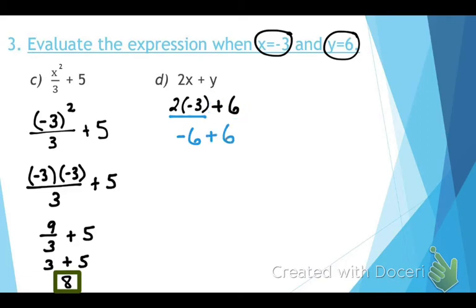Now what you have to do is really focus on, am I adding and subtracting or am I multiplying and dividing now? What am I doing? I am adding and subtracting. Listen, there is nothing here that has parentheses to tell me, hey, you're having to multiply it. No, I have negative 6 plus 6. A number and its opposite always equals 0. So the correct answer here is 0.